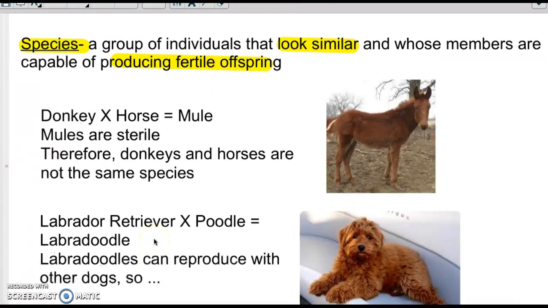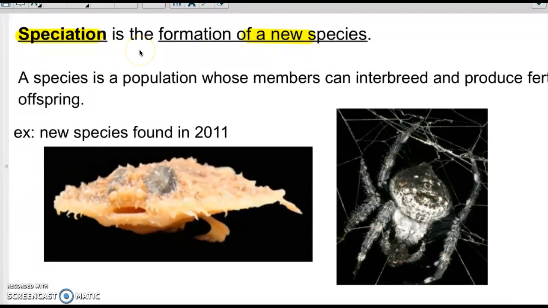And so they're not the same species. But if you look at a Labrador and a poodle, they make a Labradoodle. Labradoodles can make more Labradoodles, so those are technically the same species. Labrador retrievers and poodles come from the same species. When we talk about speciation, we're talking about the forming of new species that cannot mate with each other anymore. Now they have become separate species.